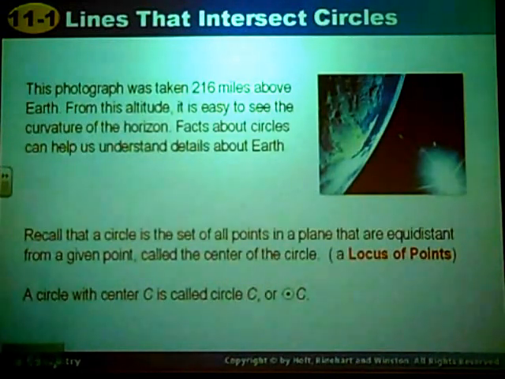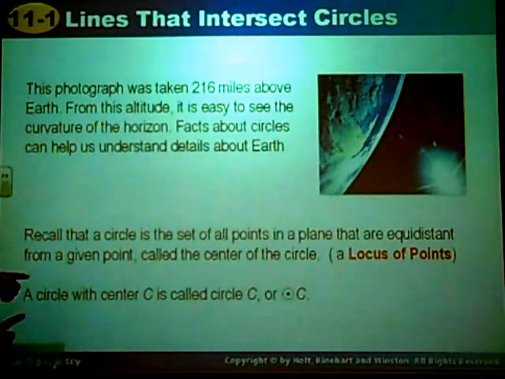And a circle is, by definition, a set of all points on a plane equal distance from a given point, which tells us the radii are all the same. And another phrase for that would be locus of points. So if you hear about a locus of points somewhere, it's just a circle.